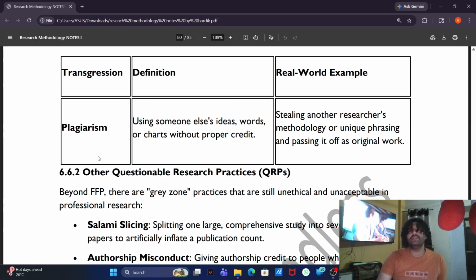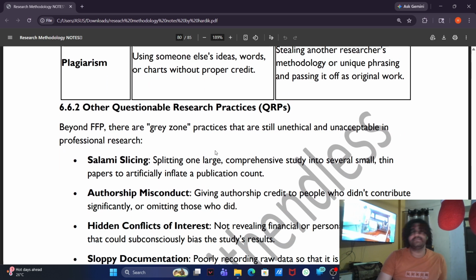Transgression three, plagiarism. Definition: using someone else's work, ideas, or words without proper credit. Real-world example: stealing another researcher's methodology or unique phrasing and passing it off as original work.